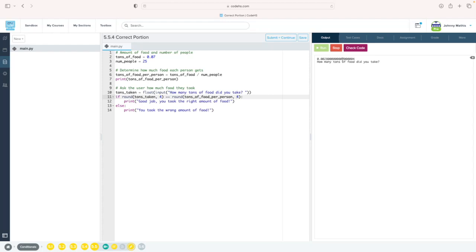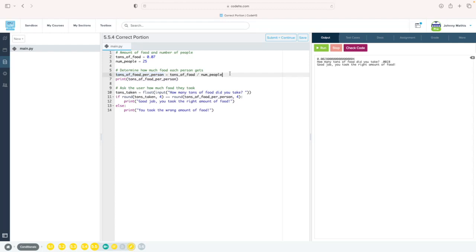So how much food did we take? 0.0028. Okay, good job. You took the right amount of food. Let's actually round this too, so when this is printed, it prints just like we want it to be entered.